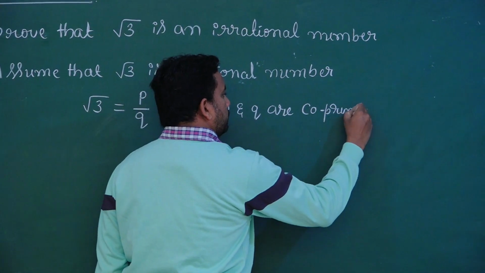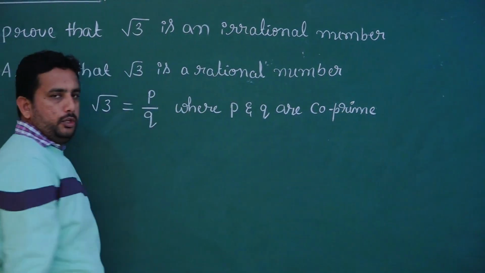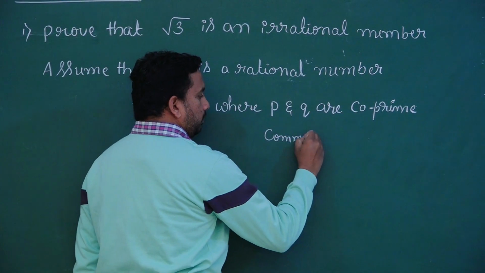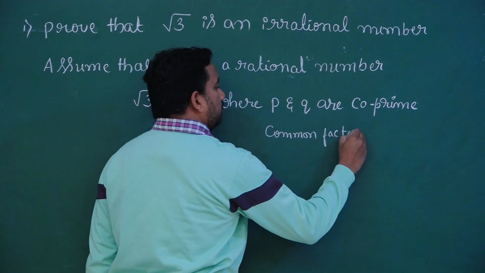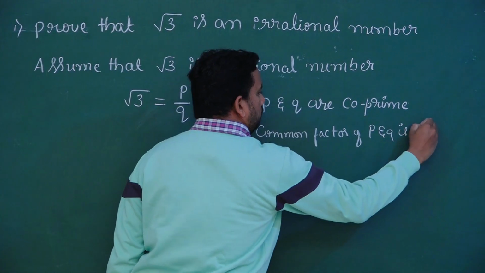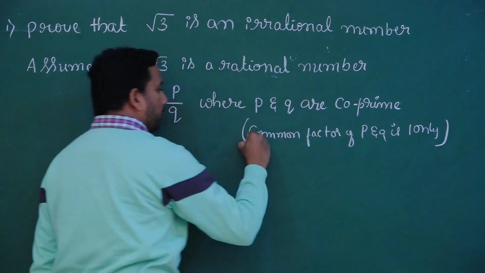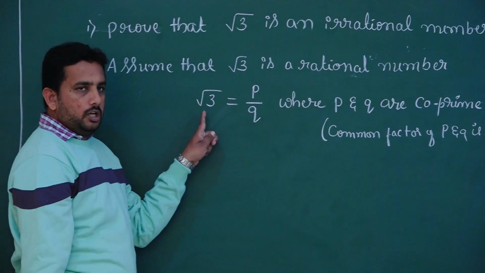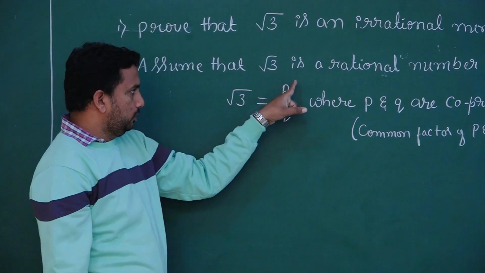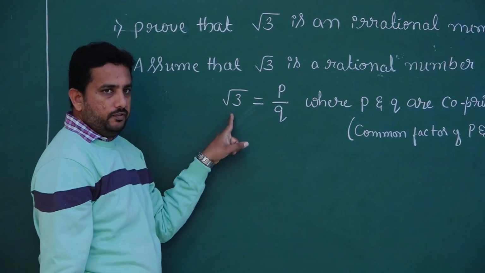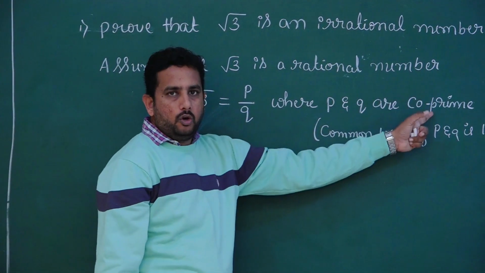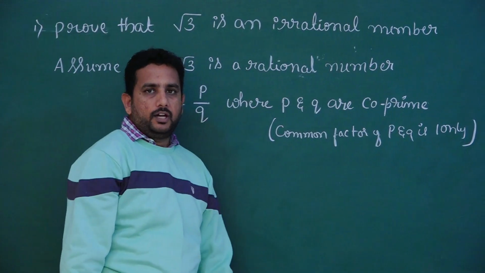Co-prime means the common factor of p and q is 1 only. That's the meaning of co-prime. So we assume that root 3 is a rational number, so we can write it in the form of p by q. There is a condition: p and q are co-prime, which means they have only 1 as a common factor.